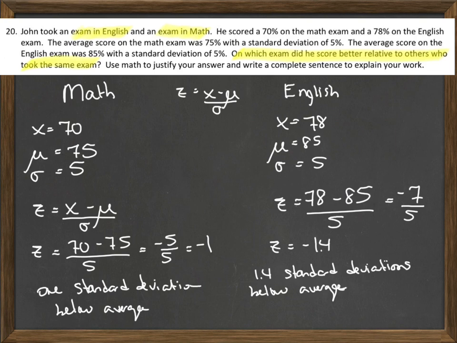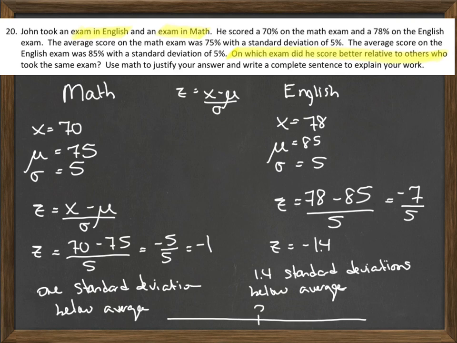Okay, so then the question is, and this one's a little bit trickier, it says, which exam did he score better? So think about exam scores, right? Is it desirable to score above average or below average? Well, the higher your exam score, the better you did. So if we think about it maybe like with a scale, right?